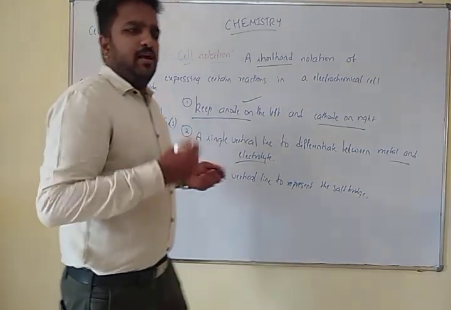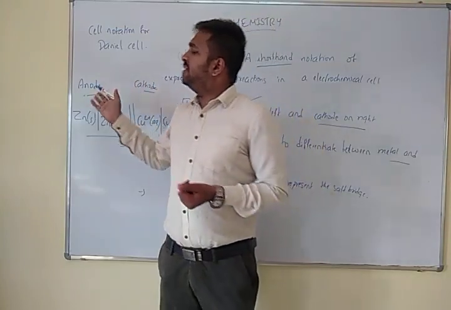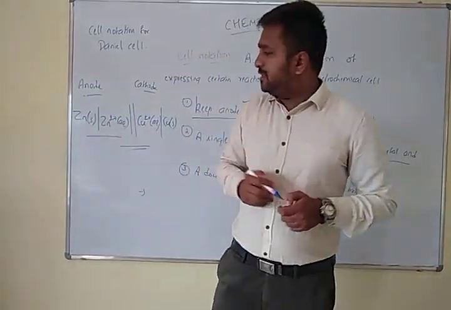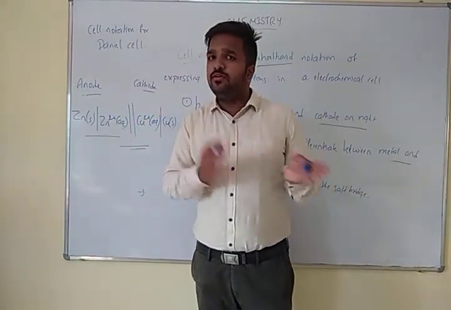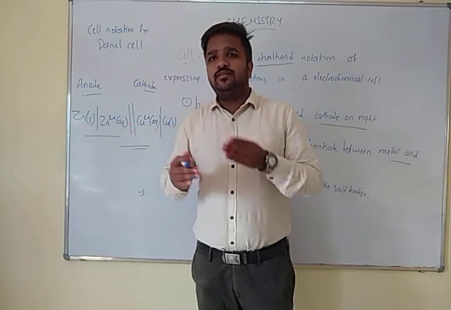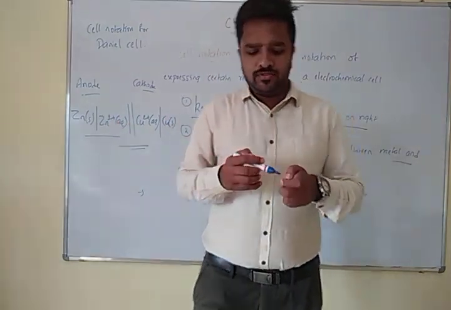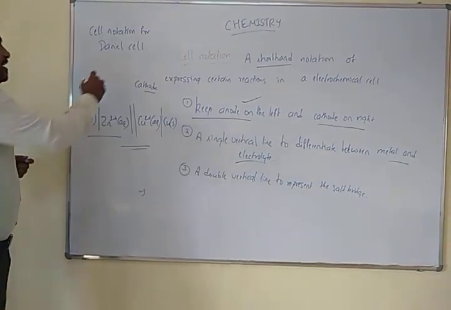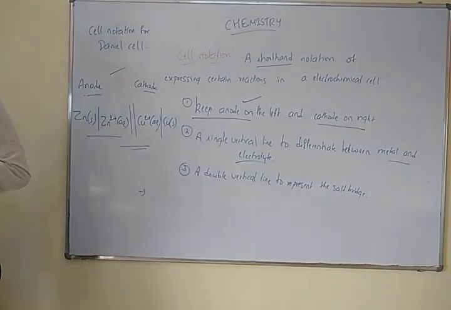Whatever the cell may be, maybe a Daniell cell, or even if you take copper and silver. In that case, copper will be anode and silver will be cathode. So this is dependent on the SRP values. So this is the way of writing the cell notation.